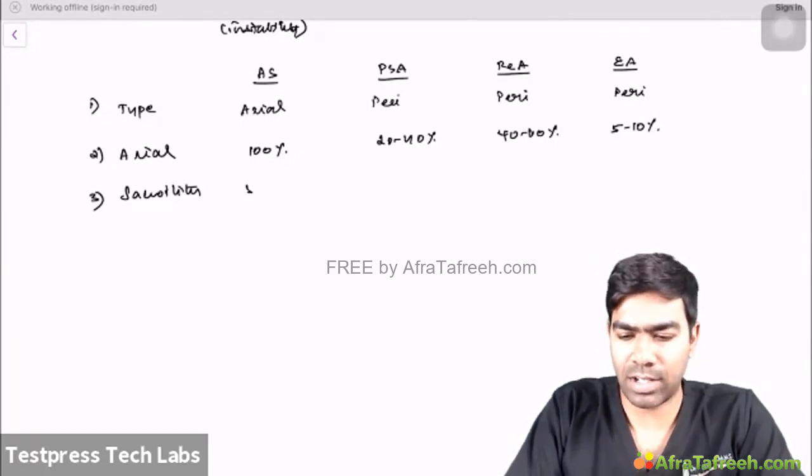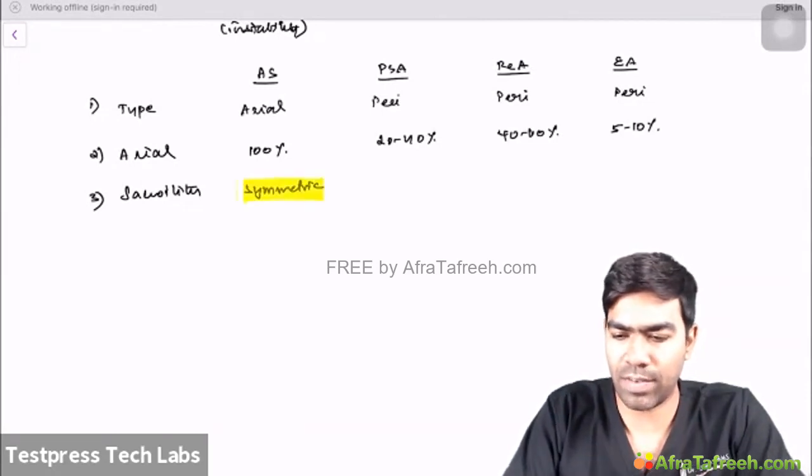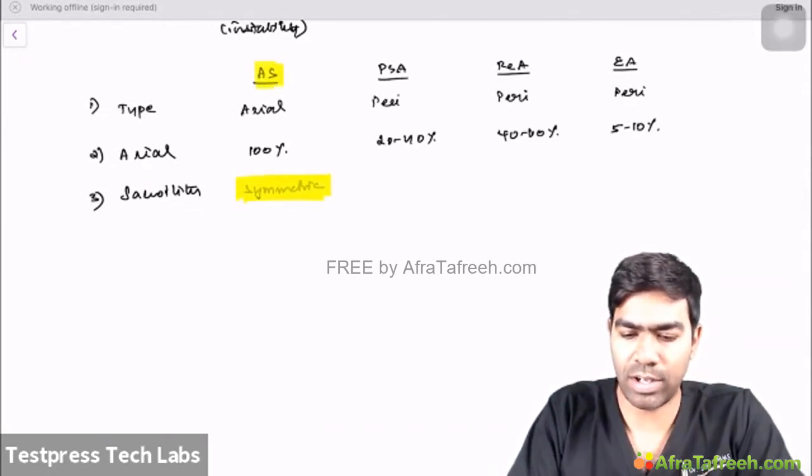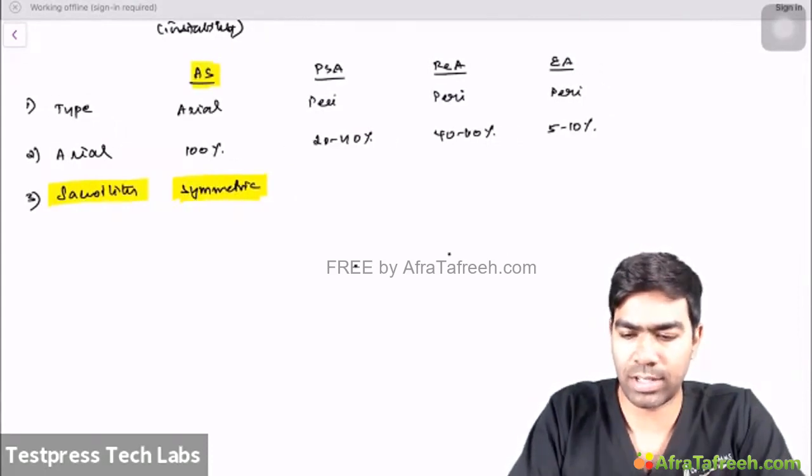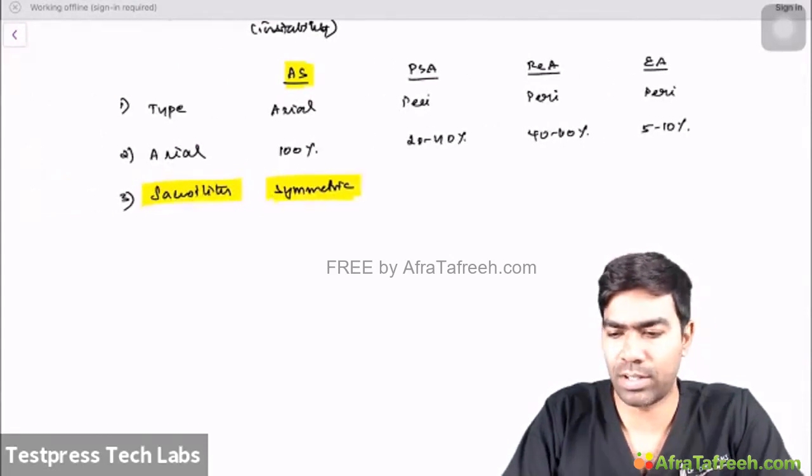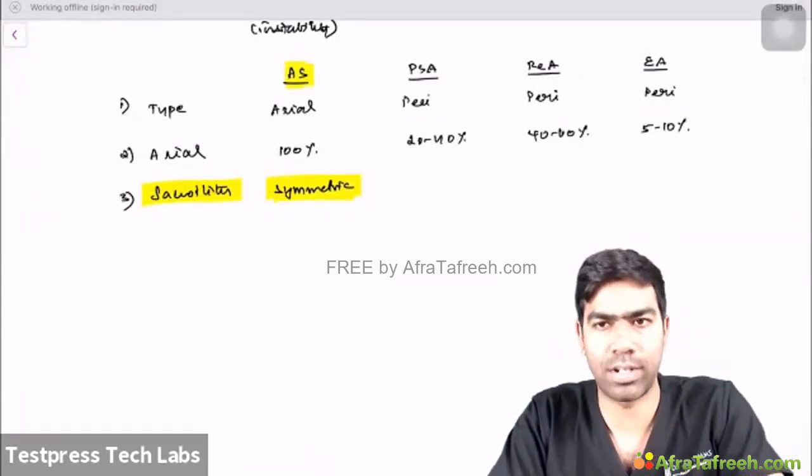As far as sacroiliitis is concerned, ankylosing spondylitis tends to be symmetric, which is a very, very important point. The symmetric sacroiliitis always points towards ankylosing spondylitis. And that's a very common question in exam. Whenever you have a symmetric sacroiliitis in an exam, it is equal to ankylosing spondylitis. That's all.